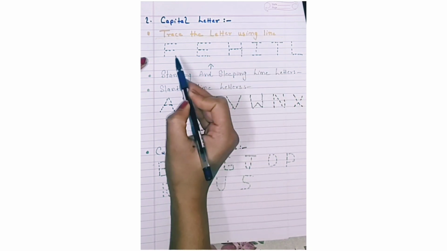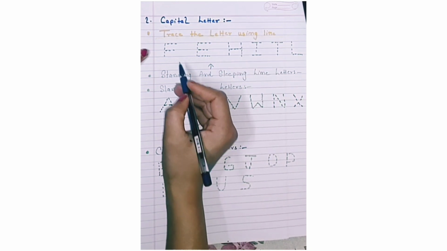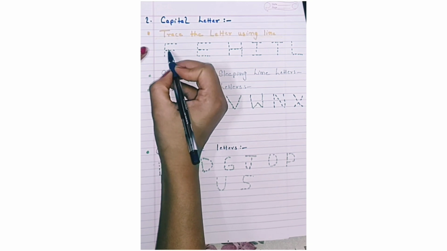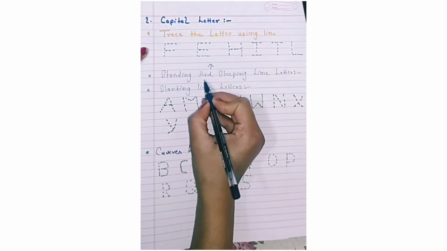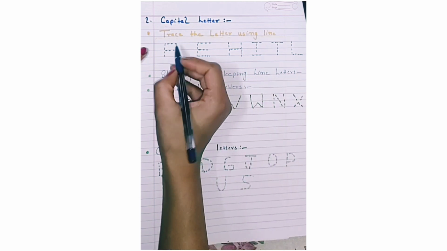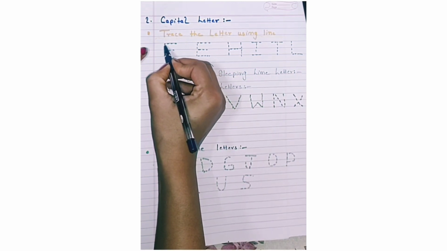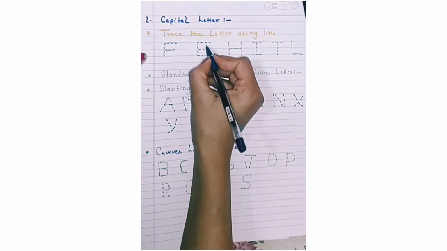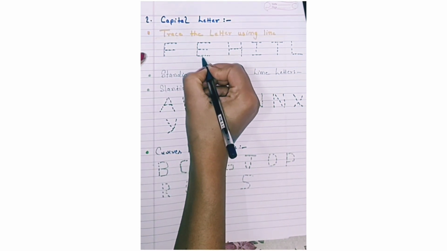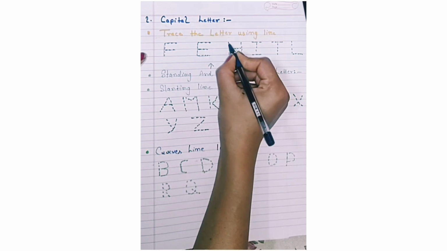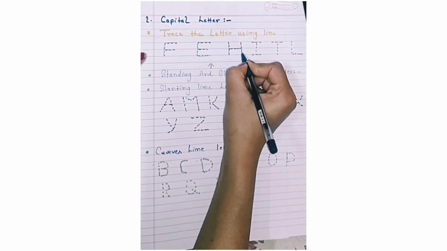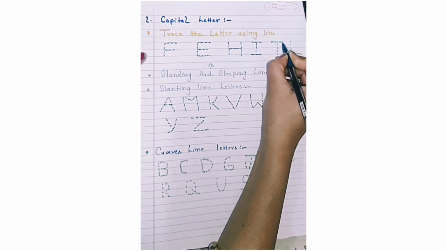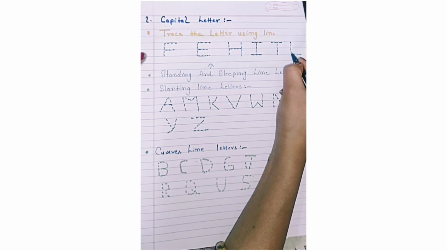Trace the letter using line. We have to do trace the letter. Let's start with F. The above letter are standing and sleeping line, both. Trace the letter like this. Next, E. Next, H. Next, I. Next, T. Next, L.